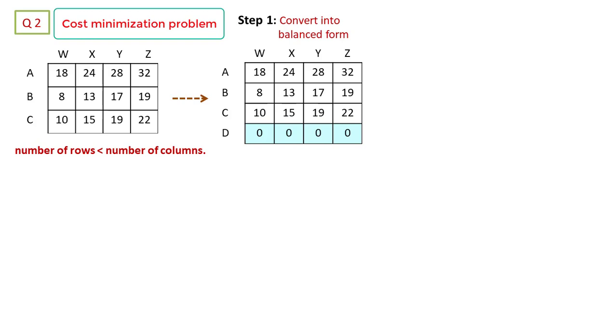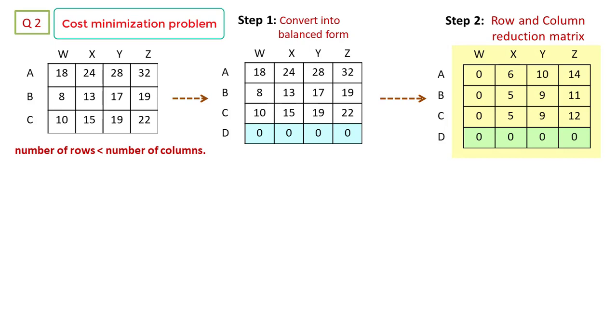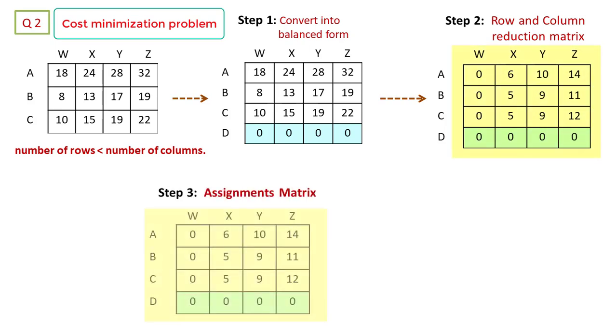As we did in a previous lecture, now we apply Hungarian method. After row and column operation, we get the row and column reduction matrix. In the next step, we make assignment in the row and column reduced matrix, and the assignments are here. Each row and column does not have an assignment, so we move to the next step. Now we draw minimum lines to cover all zeros.